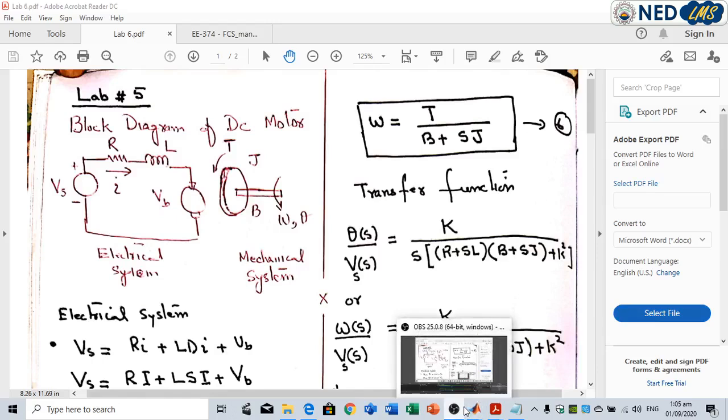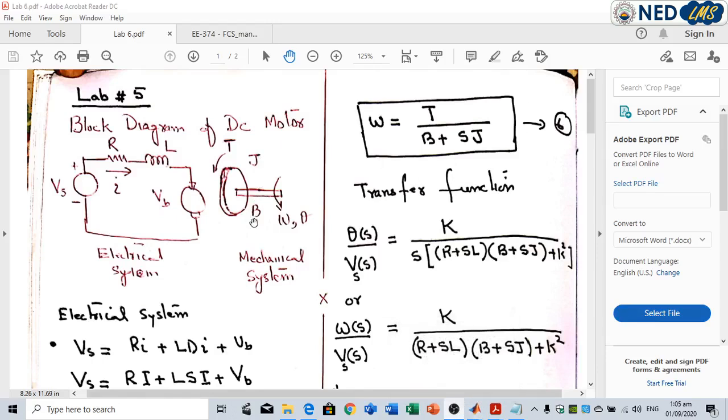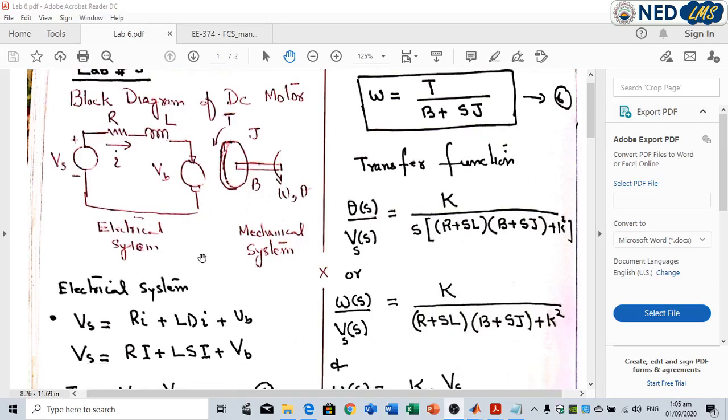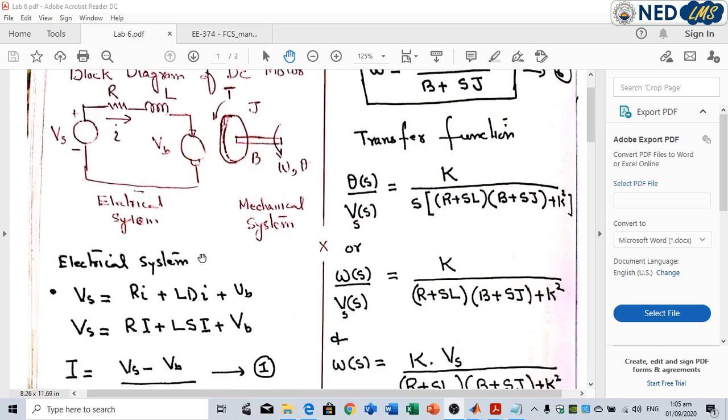Here is the step-by-step working for developing the block diagram of the DC motor. First of all, we have to write down the equation on the electrical side of this electromechanical system. Vs is the applied voltage, the terminal voltage given to this motor. I is the armature current. R and L are the armature resistance and armature inductance respectively. Vb is the back EMF.